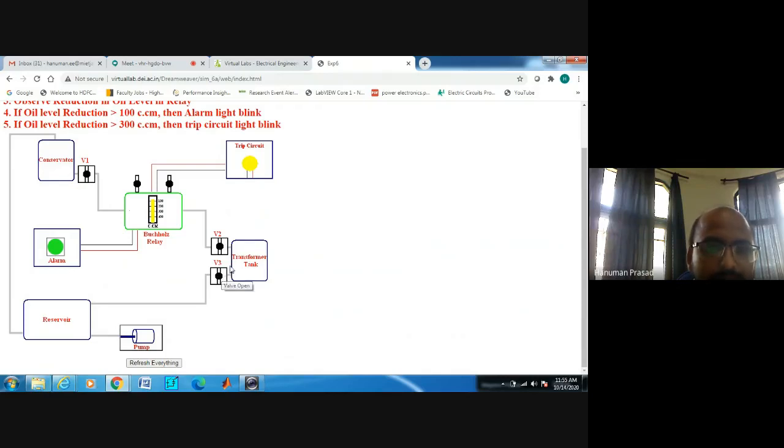The first step is to close the valves V1, V2 and V3. First we close this valve V1, which connects the Buchholz relay to the conservator. Next, valve V2 is closed, which connects the transformer tank to the Buchholz relay. Next, we open and again close valve V3, which connects the transformer tank to the reservoir. The level is 89, 90.